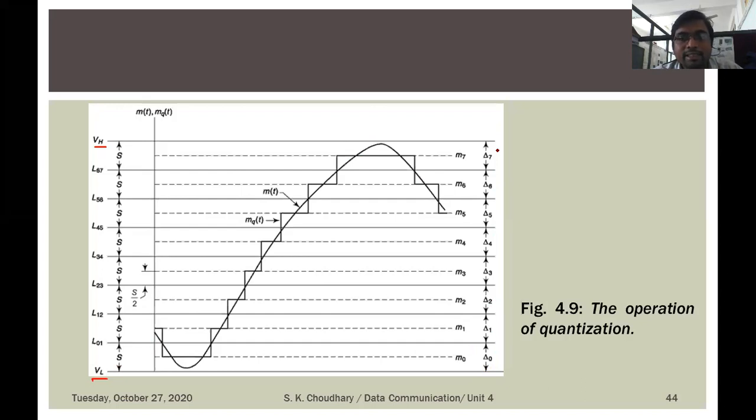That is called the step size actually. So each and every delta has the value of S that is mentioned here. S is the step size. Okay, and after defining this step size we also have to define some transition levels, that is L01, L12, like this. When we transit from one step to another step, the transition levels are also defined here. That is shown in this particular waveform diagram.